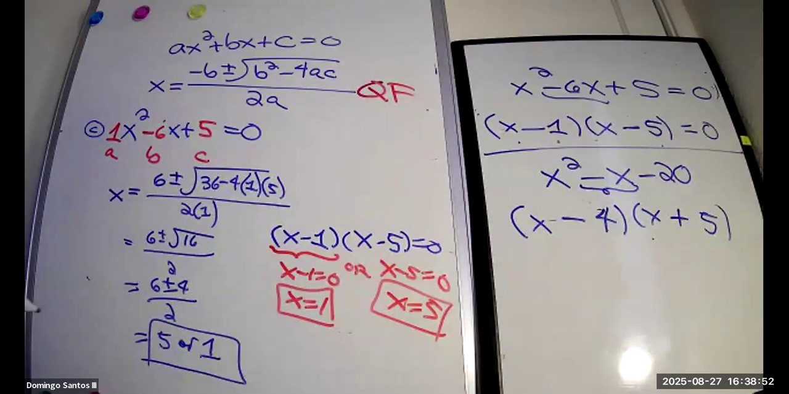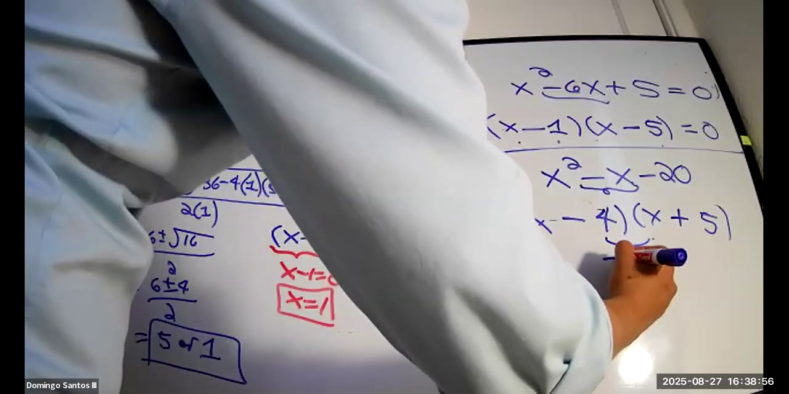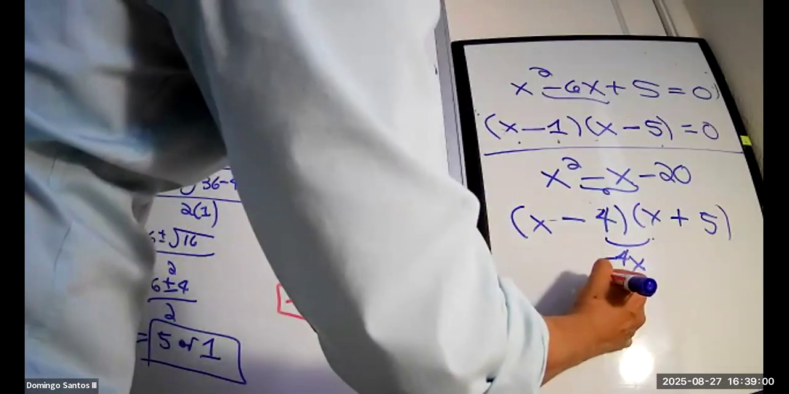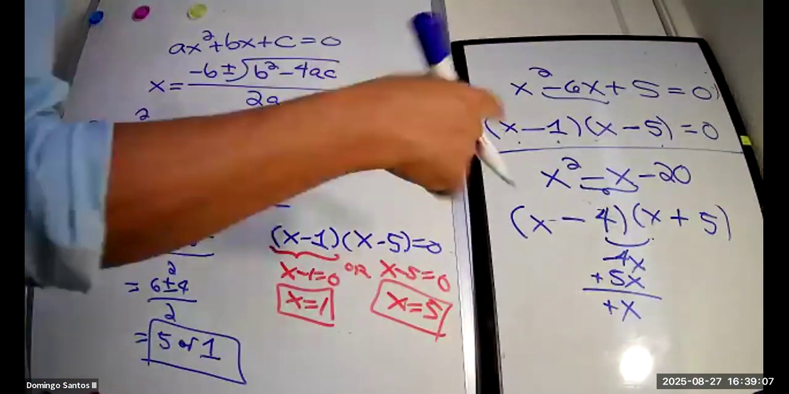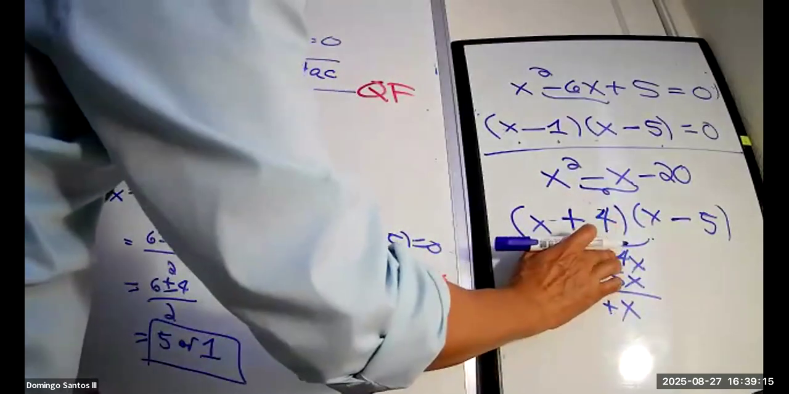Would this work, George? Let's do the smiley thing, the foil. Okay, negative 4x and 5x. What's negative 4x plus 5x, George? It will be 1x, right? Positive x. But do I need positive x? No, you need negative x. Exactly. So I think this should work.